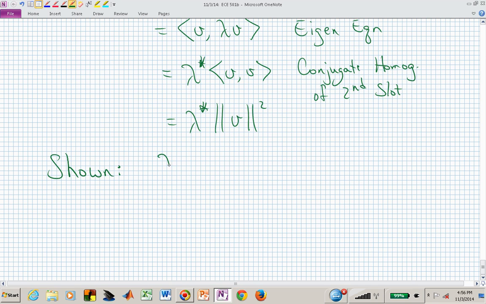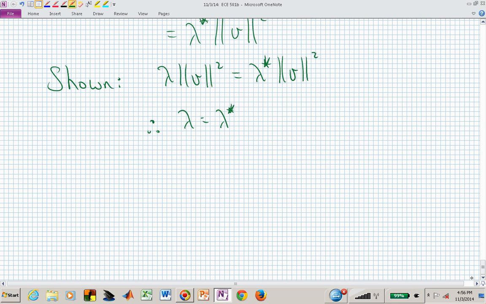We've shown that lambda times the norm of v squared is equal to lambda star times the norm of v squared, which allows us to say that lambda is equal to its complex conjugate, or that all eigenvalues are real.